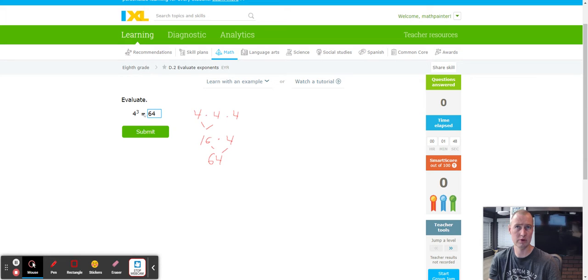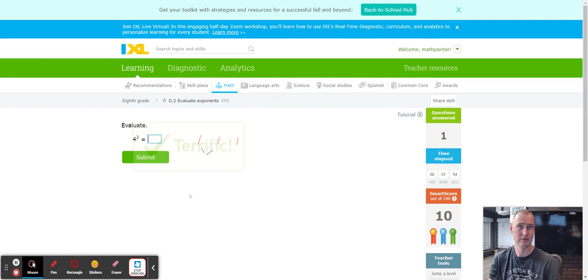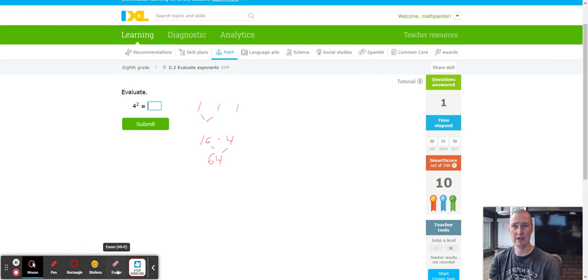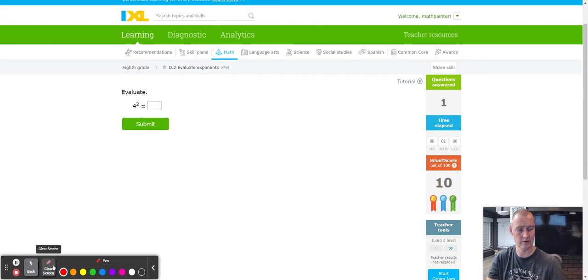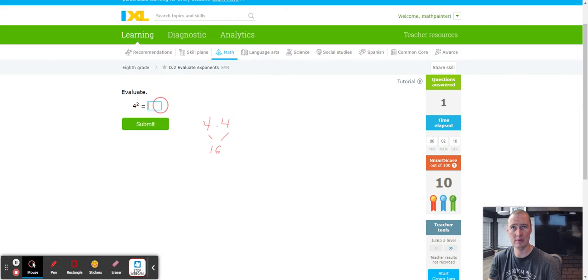So what we're doing is we're just taking the base number and multiplying it by itself the number of times the exponent occurs. All right, we've got 4 to the second power. Go ahead and clear our screen. So 4 to the second power is 4 times 4, and 4 times 4 is a total of 16. So we're going to go ahead and put in 16.